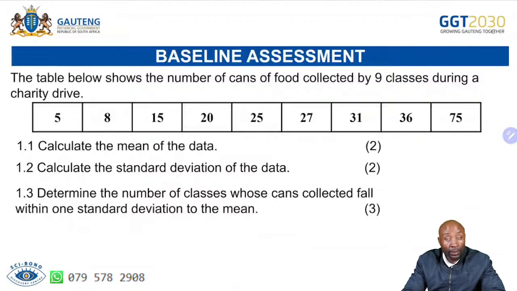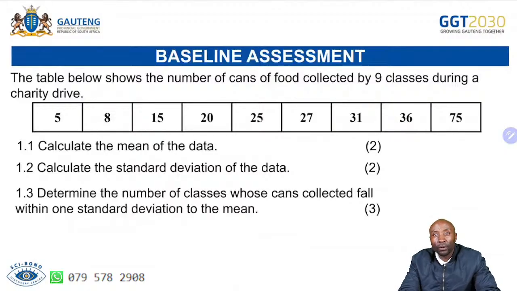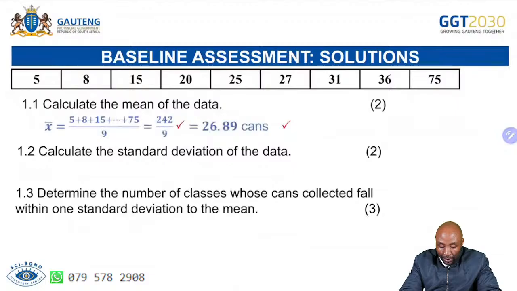Now, we are given the data. We are supposed to calculate the mean for the data set, and we are supposed to calculate the standard deviation for the data set. Remember our definition of the mean. It is the sum of all data items divided by the number of data items, and if I check, our data items are 9. So we sum up those data items and we will get a sum of 242. We divide it by the number of data items, which is 9, and we get 26.89 cans.